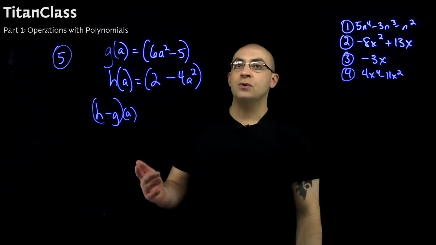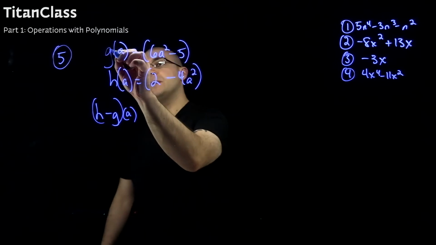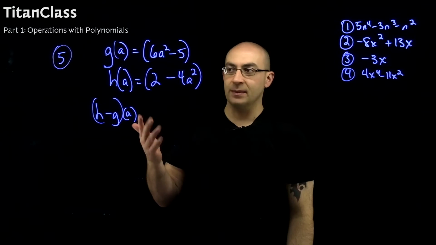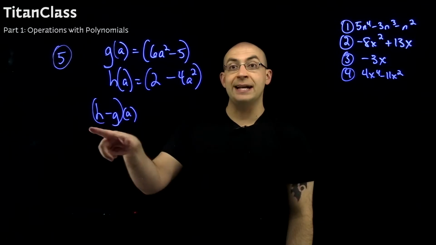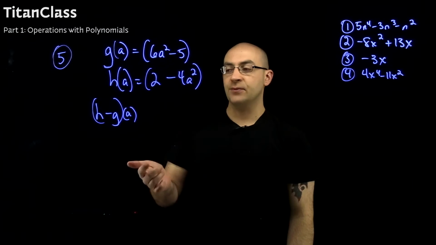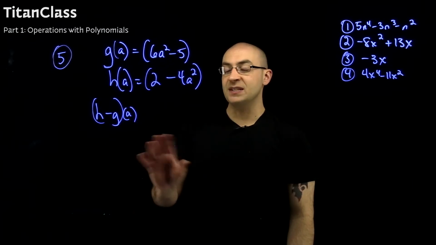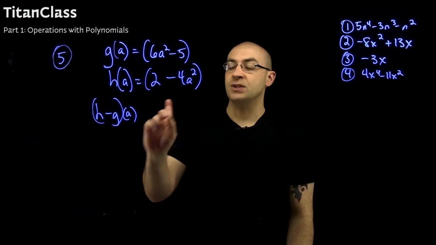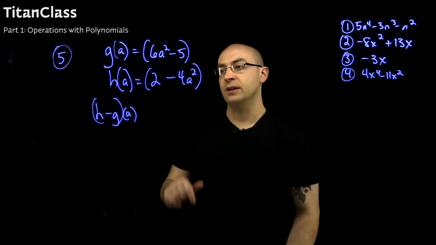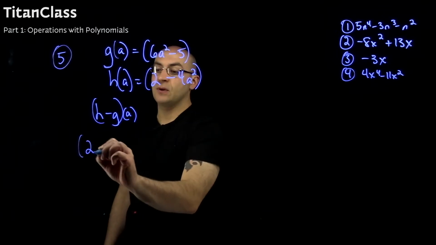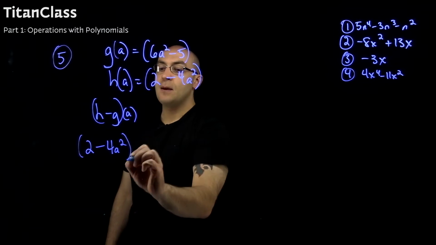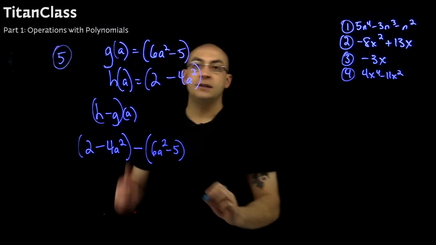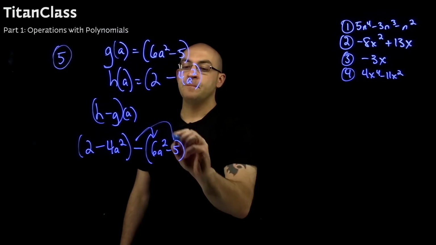So again, we have two different functions, and they're just labeled by different letters, so don't worry about the letters so much. Now it's saying to do h minus g of a. Now, really careful here. It's minus, so we're going to have to put both things in parentheses, but don't just put them in the order that they were given to you. h needs to come first here, because in subtraction, the order matters. I'm going to write the h function first, so 2 minus 4a squared, minus the g function, 6a squared minus 5. Distribute the minus sign, and then we'll go from there.